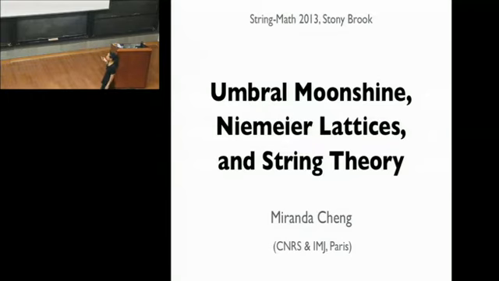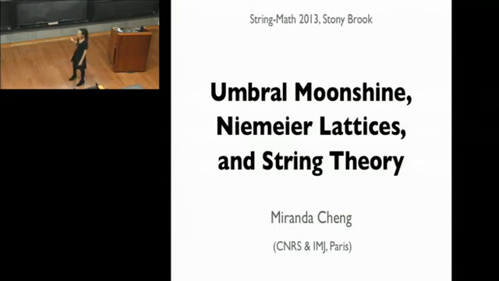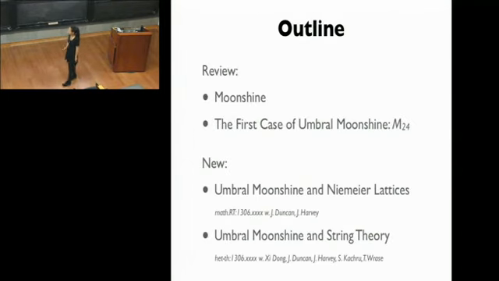The title of my talk is Umbral Moonshine, Niemeier Lattices, and String Theory. So this is the outline of my talk. The first part will be review. First, for those of you who are not familiar with this topic, I'll tell you what Moonshine is and what the new development is till 2010. And then the second part will be the new part. I'll be talking about my own research, and both of them will be based on a paper that hopefully will both appear within the next week. So the first part will be the math part, and the second part will be the string part of the talk. Okay, so let's start with the review.